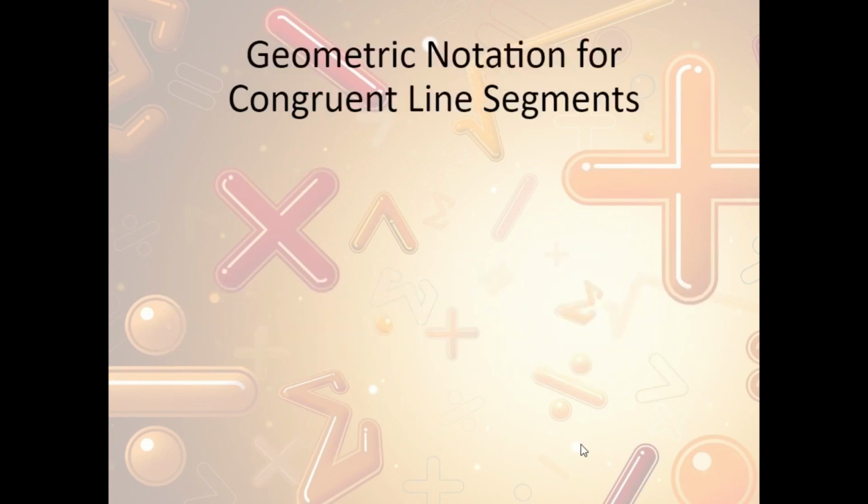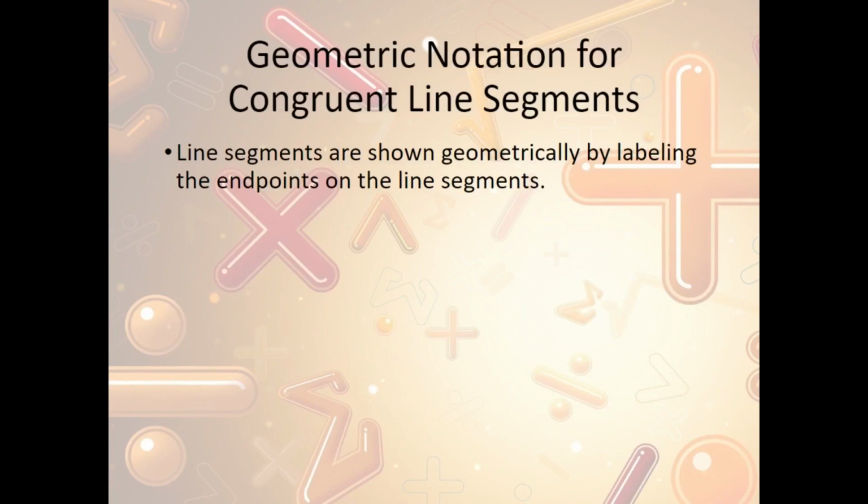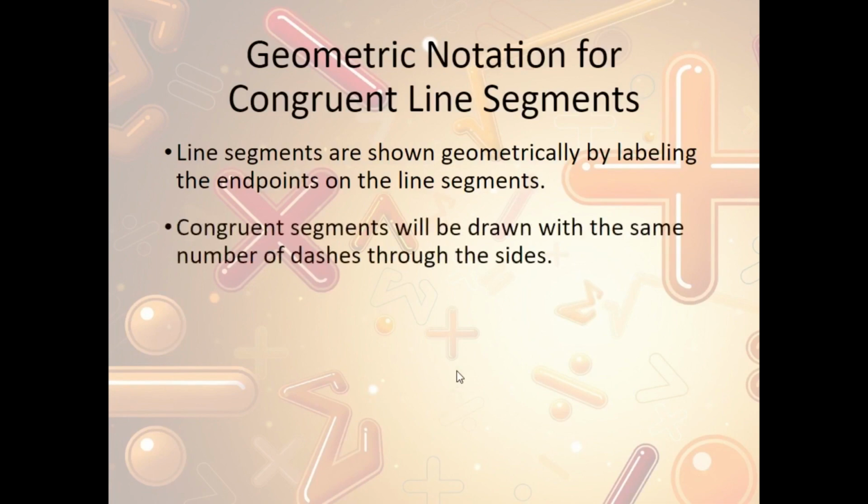Geometric notation for congruent line segments. Line segments are shown geometrically by labeling the endpoints on the line segments, and congruent segments will be shown with the same number of dashes through the sides.